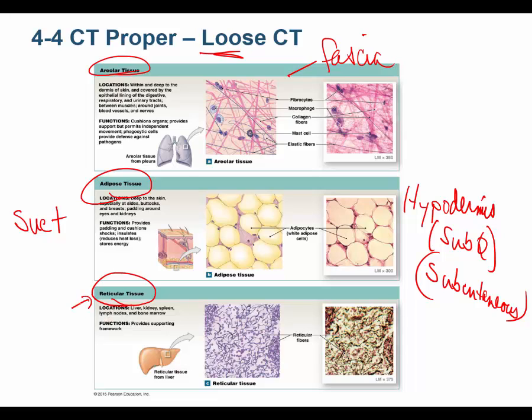It's the framework of several organs, like your spleen and your liver. So this becomes the framework, and they do stain darkly like you see here. That's reticular connective tissue.